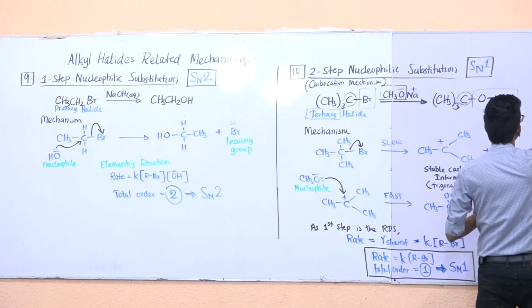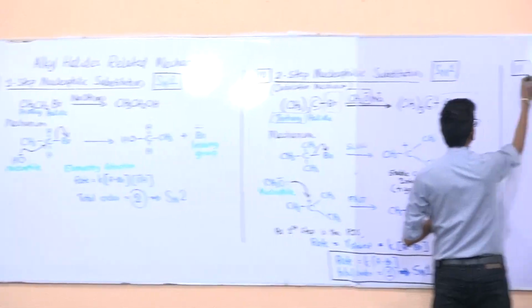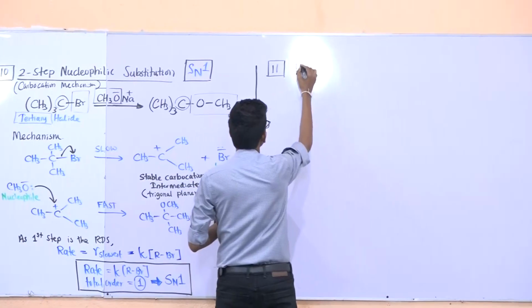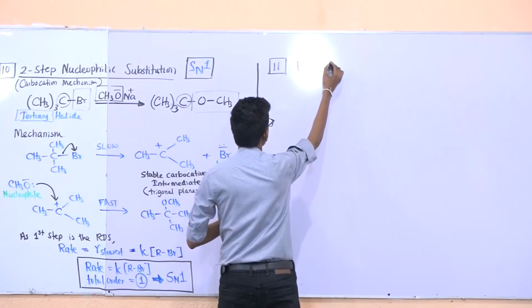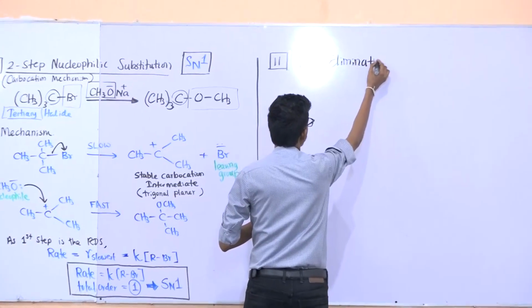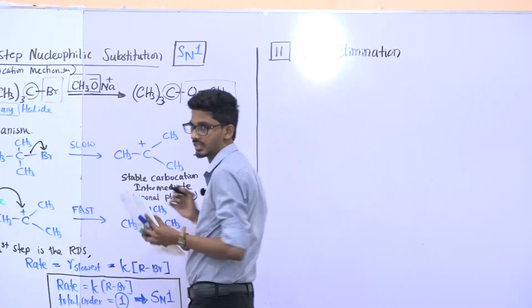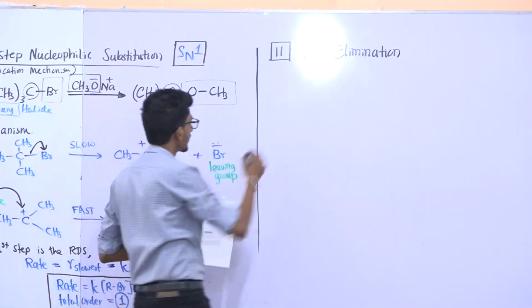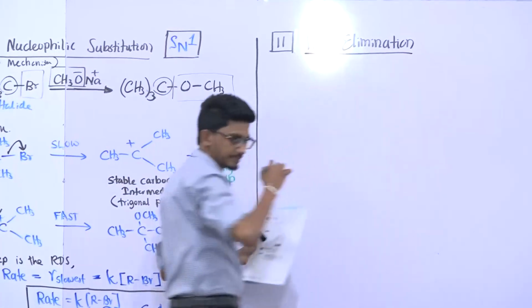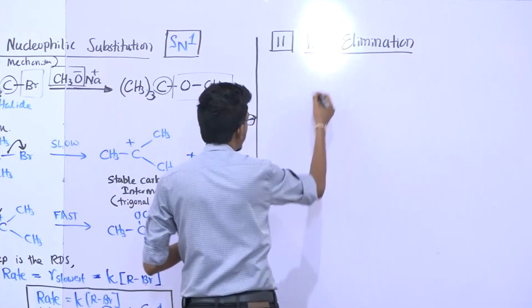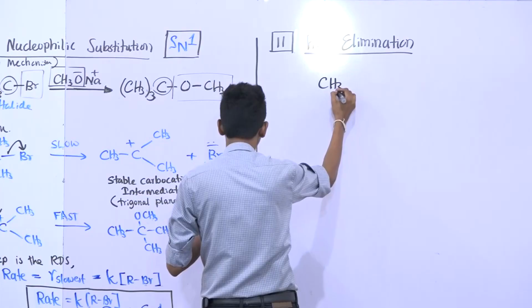I already said three mechanisms are there. HBr elimination, that is an elimination reaction. We can take it as HX elimination, removing HCl or HBr. Right? Okay, elimination mechanism.